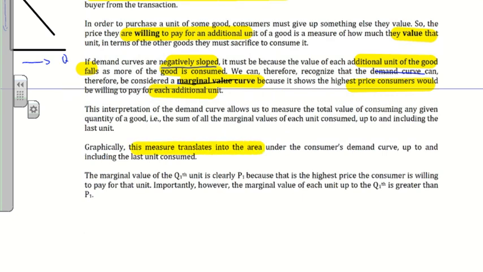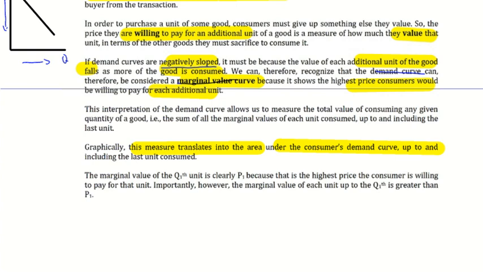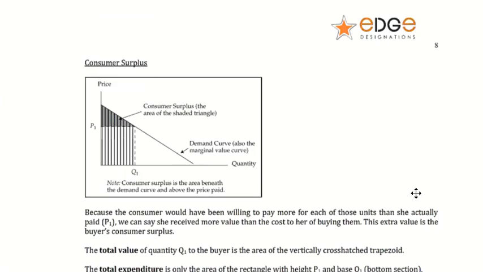This measure will translate into the area under the consumer's demand curve, up until where? The very last unit consumed. The marginal value of that unit is what we call P1. That's the highest price the consumer is willing to pay for that particular unit. Everybody comfortable? Look over here on top of page 8. As we move up and down, same story. There's the price, there is the quantity. And remember what we said, the demand curve is also called the marginal value curve.